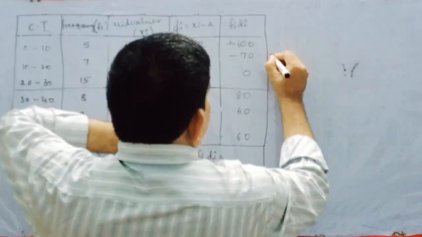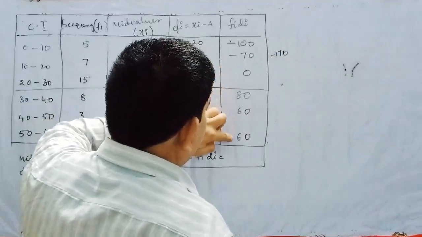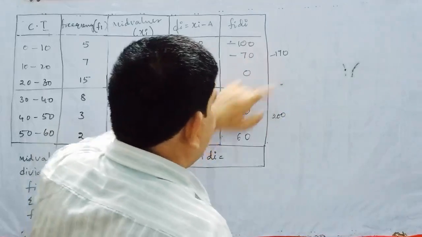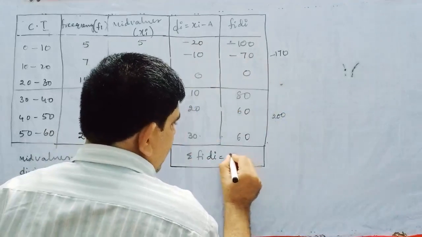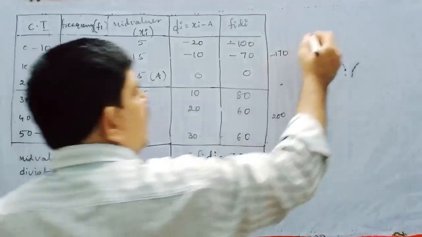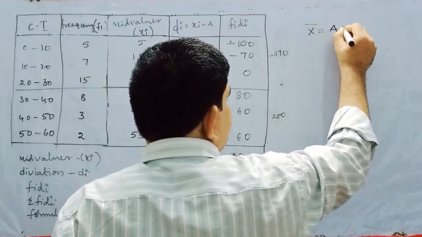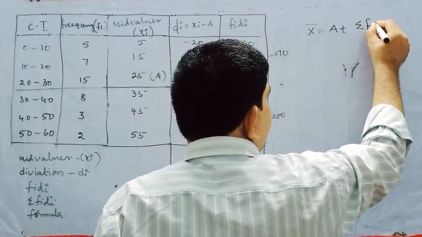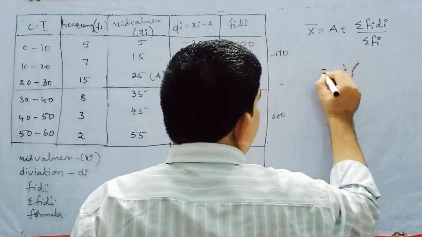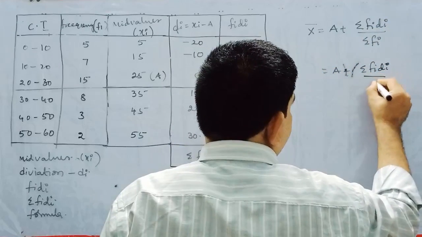This is 1 minus 170 and this is 140 plus 60, 200. Plus 200 minus 170, that is plus 30. Sigma Fi di is 30. Now use the formula. What is the formula? X bar is equal to A plus sigma Fi di by sigma Fi, or A plus sigma Fi di by n.